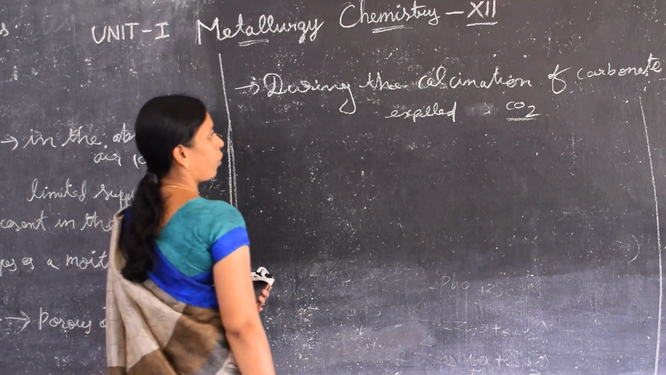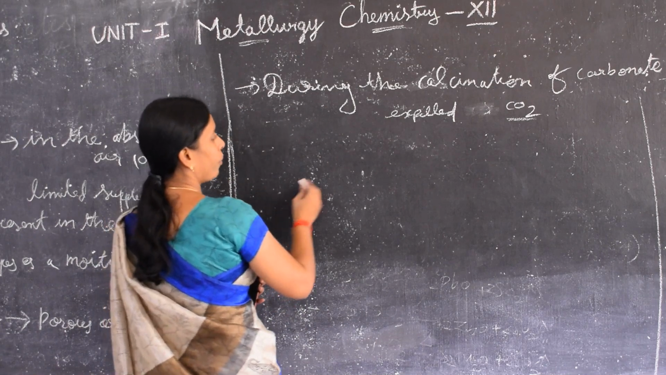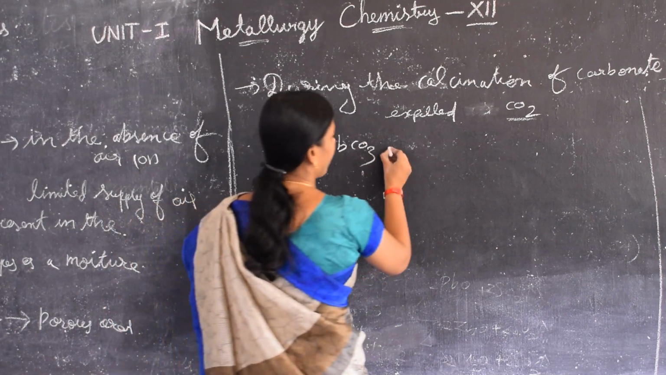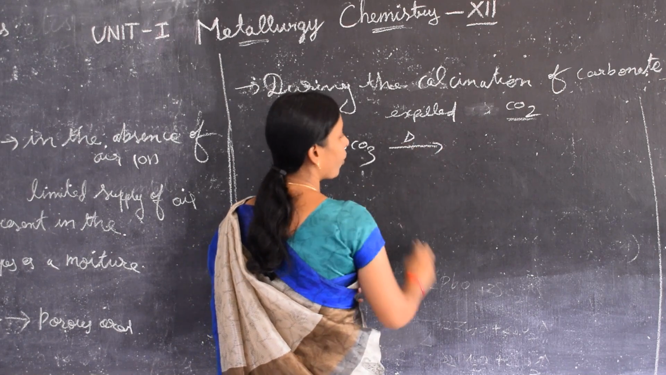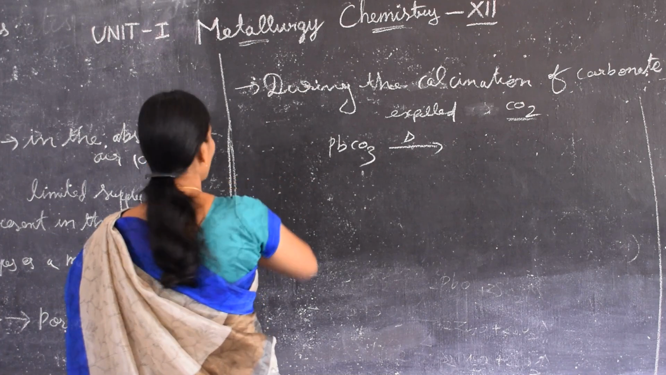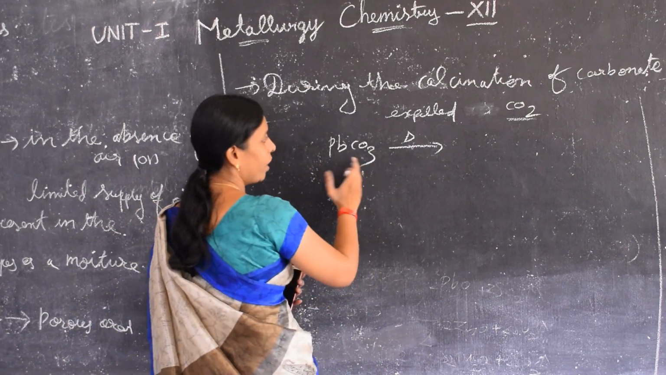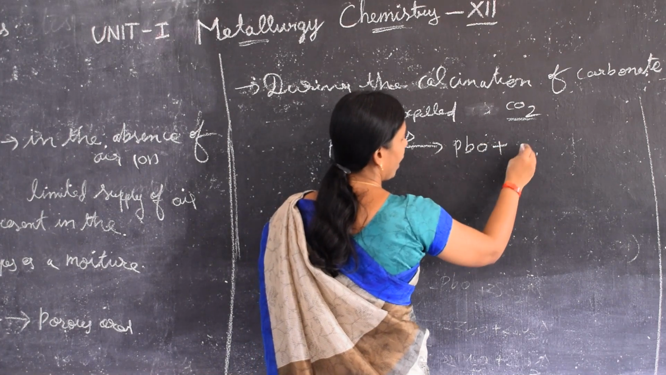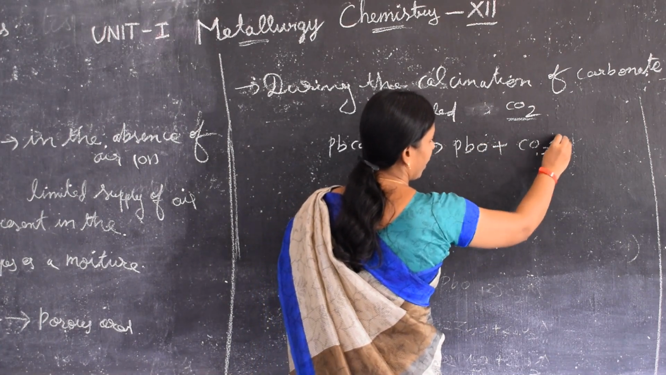Okay. Now the process பார்க்கலாம். For example, carbonate ஒன்று எடுத்துக்கலாம். PbCO3, lead carbonate, strongly heating பண்றோம். But என்ன? In the absence of air or limited supply of air. So PbCO3 எனக்கு deep compounds ஆகும் இல்லையா? So Pb its oxide and carbon dioxide expelled.